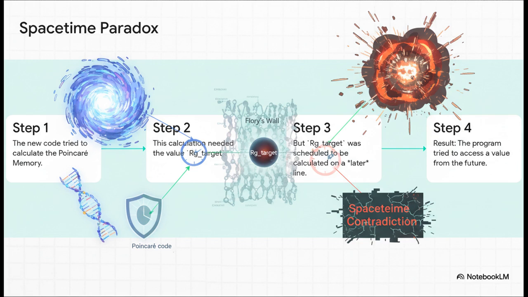It's like trying to bake a cake. The new Poincaré code was, say, step 5, mix the batter. But to do that, it needed an ingredient, the flour, that wasn't going to be measured out until step 10. The code needed to know the size of Flory's wall, this variable called RG_target. But, and this is the killer bug, the line of code that actually calculated RG_target was scheduled to run later. So the program was trying to access a value from its own future, a value that didn't exist yet. The system saw this, flagged it as a space-time contradiction, and the whole simulation just collapsed.